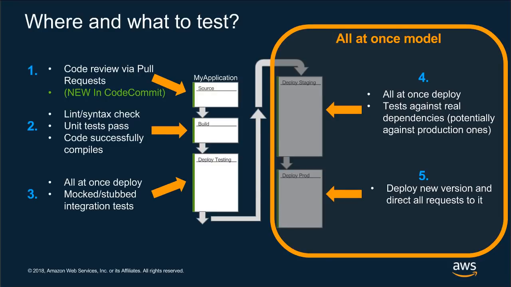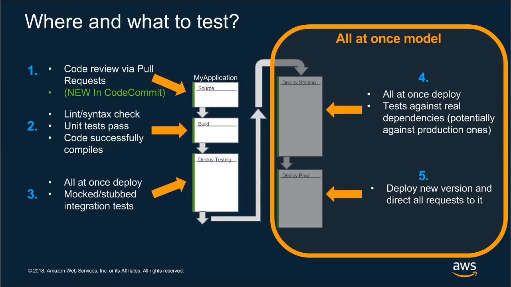So in the all-at-once model, basically what we're going to look to do is rely on our pre-production stage, whatever you might call it, to be the place where we validate that our code is good. Essentially, because we're just going to flip the switch in production and direct all traffic to the new version, we don't have the ability to do any testing in production ahead of time. So we're going to have to rely on whatever a pre-production environment might look like in order for us to do this.